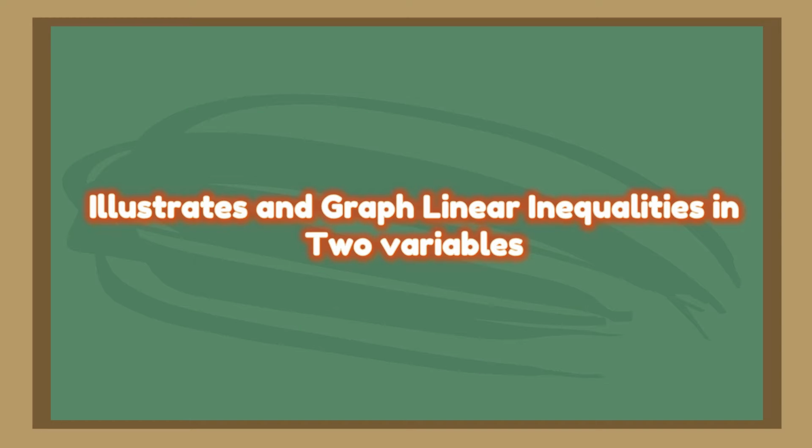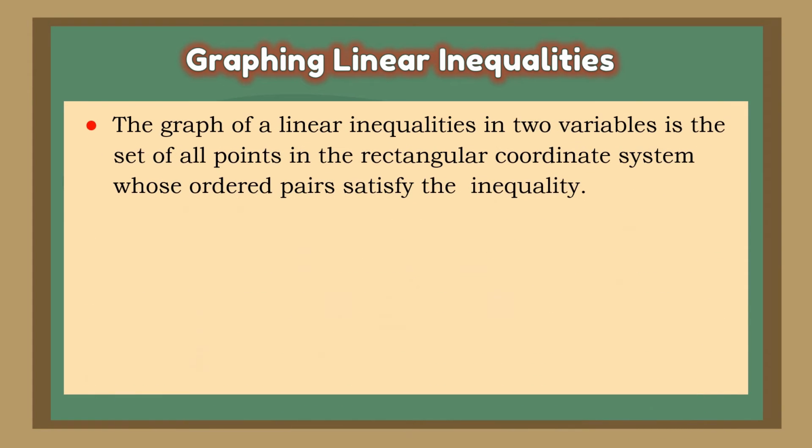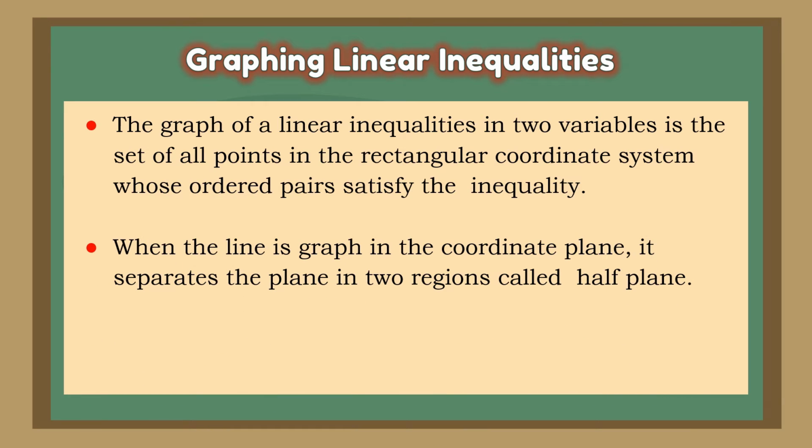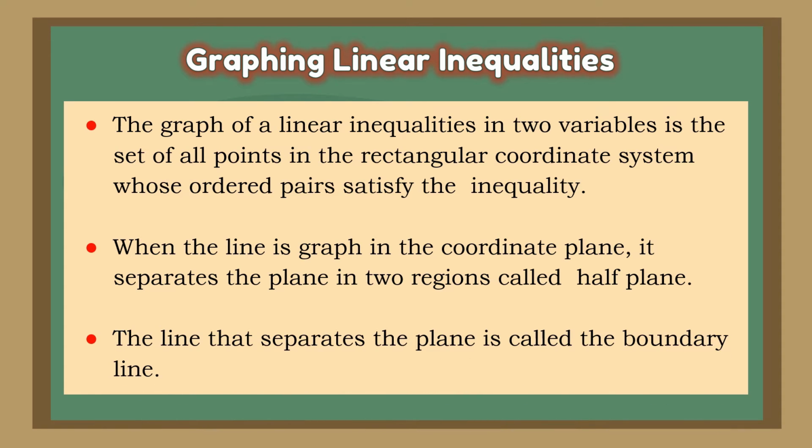For our next learning competency, that is to illustrate and graph linear inequalities in two variables. Before we go to the steps in graphing linear inequalities, let us remember the following. The graph of a linear inequality in two variables is the set of all points in the rectangular coordinate system whose ordered pairs satisfy the inequality. When the line is graphed in the coordinate plane, it separates the plane into two regions called half planes. And the line that separates the plane is called the boundary line.